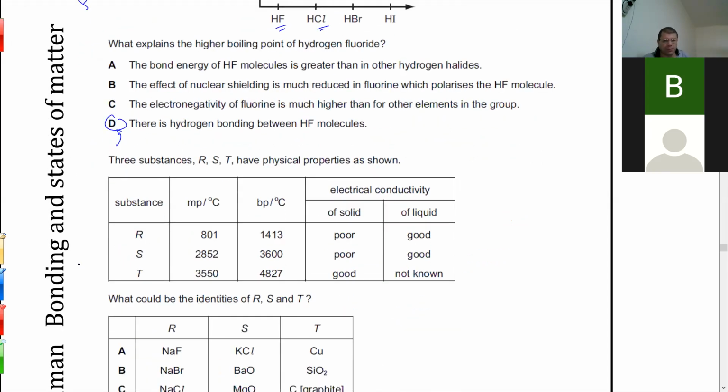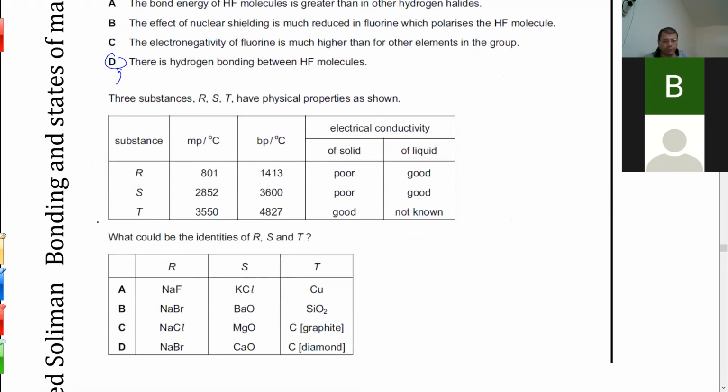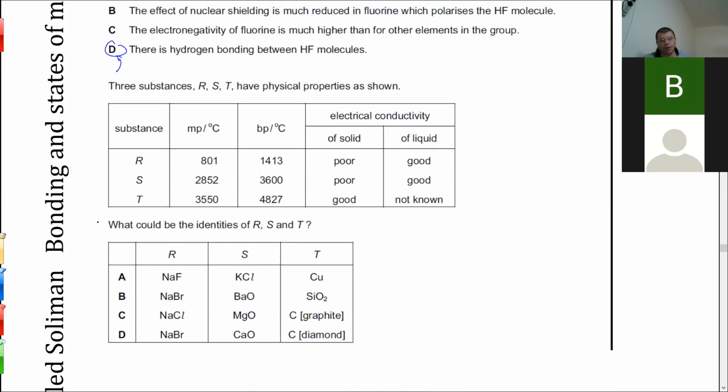Three substances, you can compare between them. All of them have high melting and boiling point, but the conductivity differs from one to another. Does not conduct in solid, conducts in liquid, so this one is ionic.